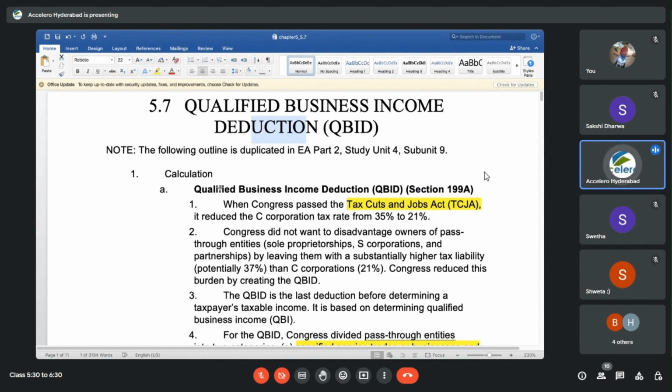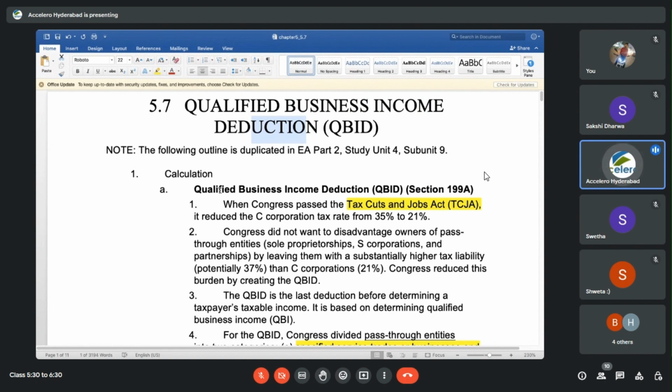One thing that we need to understand is QBID is related to pass-through entities. Please make a note of it. Only pass-through entities. If there is an S corporation or an LLC or a partnership or a sole proprietorship that the client has, then there is a good possibility that the QBID deduction, or QBI deduction, will come up.